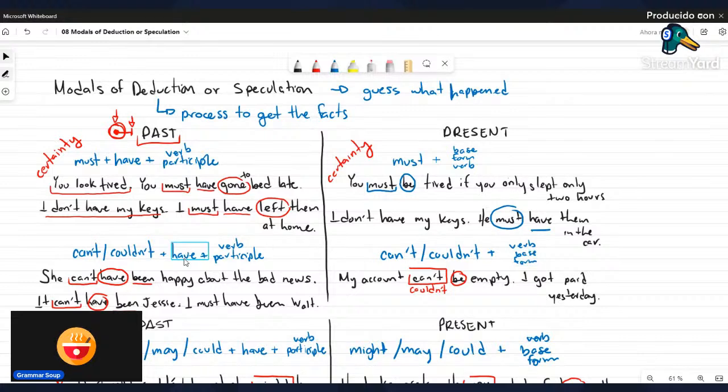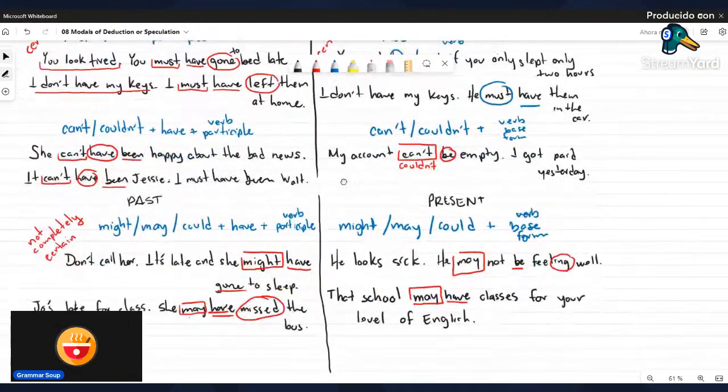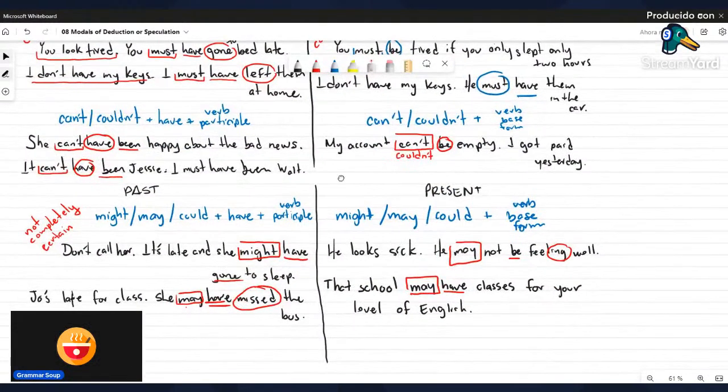And in the past, we always use the auxiliary have and the verb in participle. When we make deductions, when we make speculations, remember, we are not completely sure about what happened. And we have to use the modal verbs might, may, and could. If it's in the past, we say have and the verb in participle. And when we say it in the present, we say might, may, or could, which are the modal verbs for possibility, and the base form of the verb.